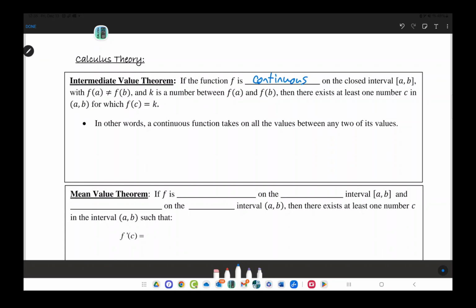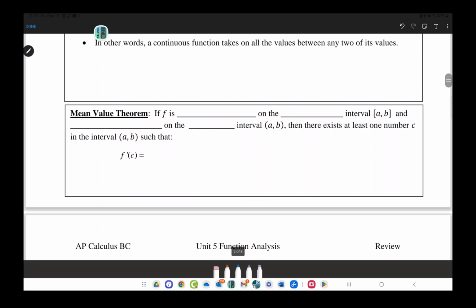All right. Now, what you're going to need to worry more about is the mean value theorem. So, if f is continuous on the closed interval a to b, and differentiable on the open interval from a to b, then there exists at least one number c in the interval a to b such that f prime of c is equal to f of b minus f of a over b minus a.